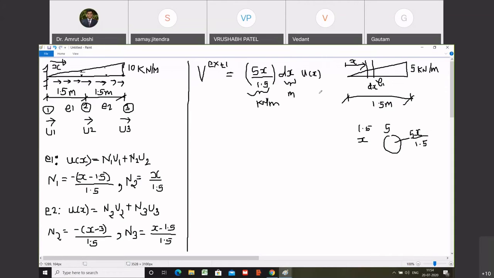Agreed? Yes. This is going to give me the work done, the potential energy associated with force over dx in the first element. Do you agree with me? Yes. So what is the total potential energy due to external load in the first element? Integration from 0 to 1.5. Agreed? Yes.